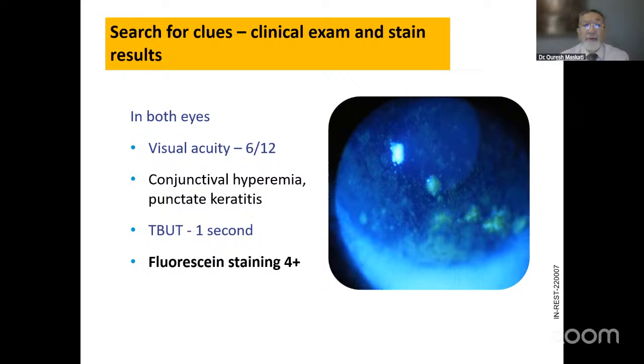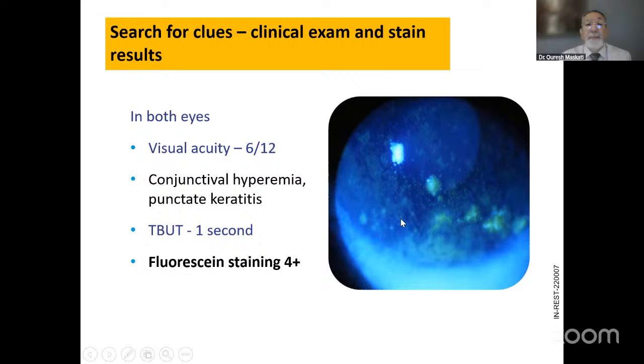The conjunctiva was hyperemic. That means there was mild redness of the conjunctiva. And you see those spots. I've stained the cornea. You can see all those punctate keratitis, those spots which are staining on the cornea. Here you see all these spots. This is not a healthy cornea. Cornea should have been clear.